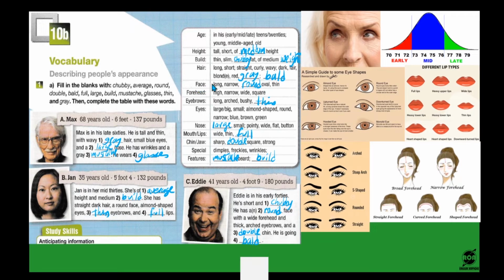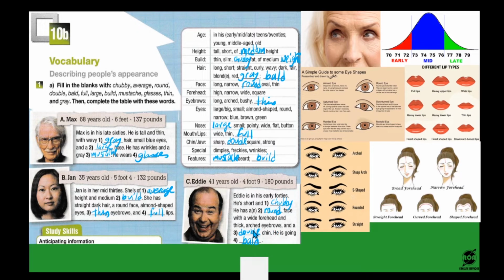Okay, so we could have here Eddie. Eddie is 41 years old, so he's in his early 40s. So he's short and chubby. He has a round face with a wide forehead. This is the forehead, so it's wide. It's a big one and thick.